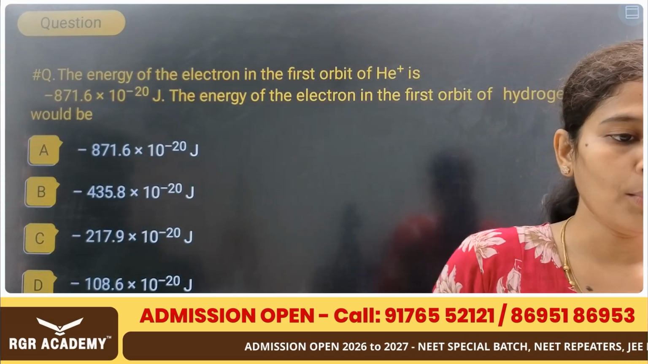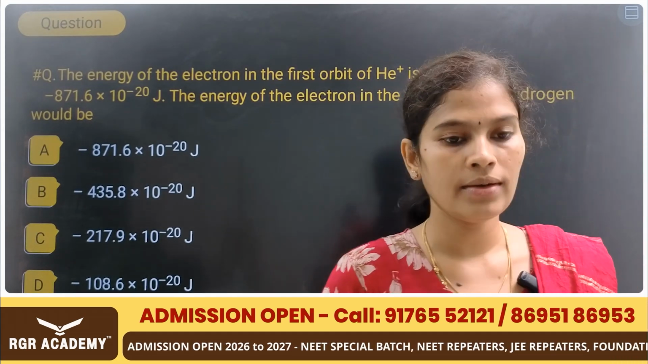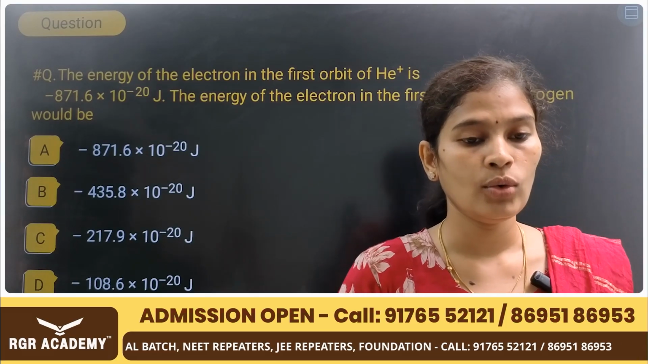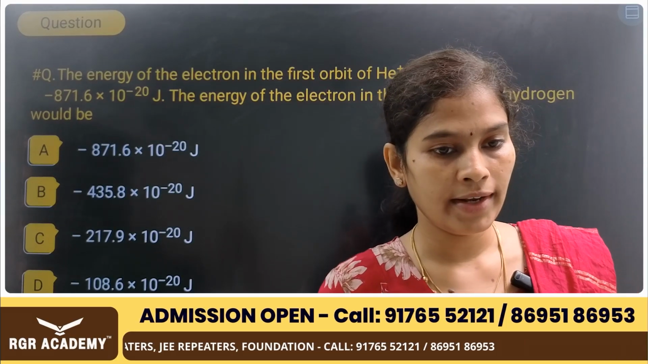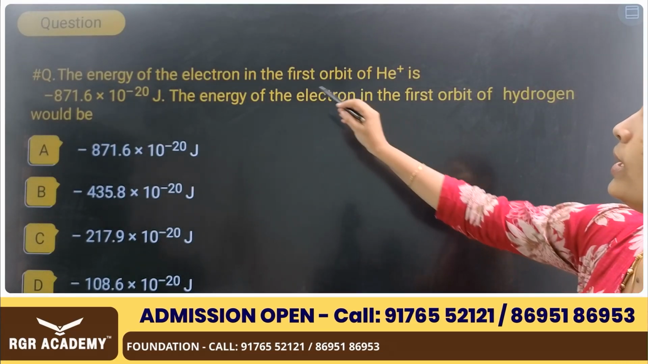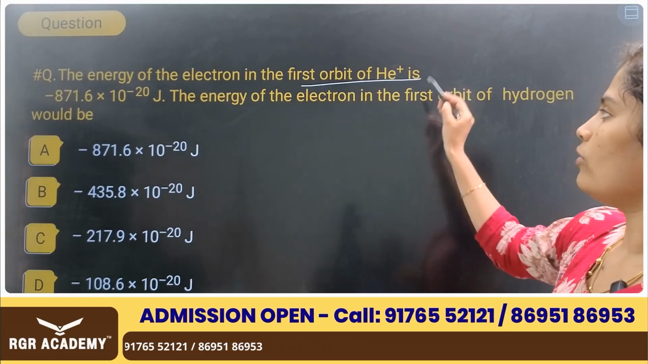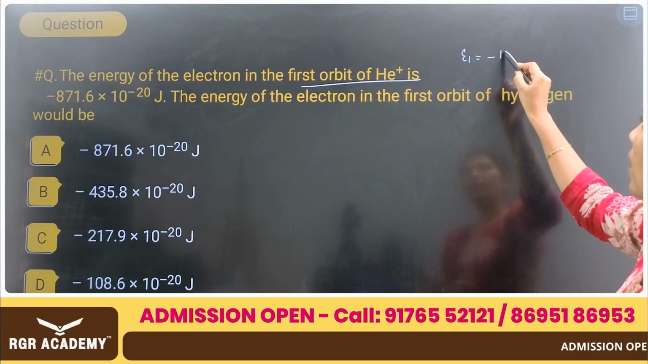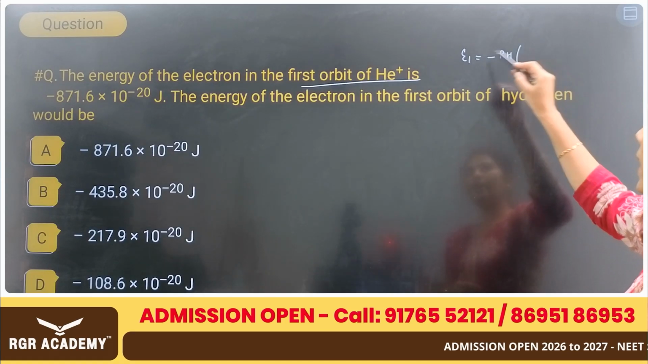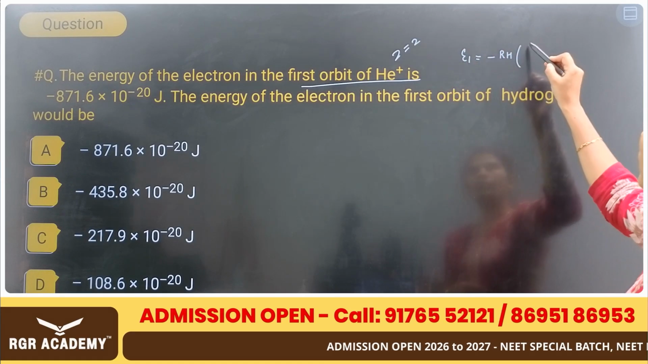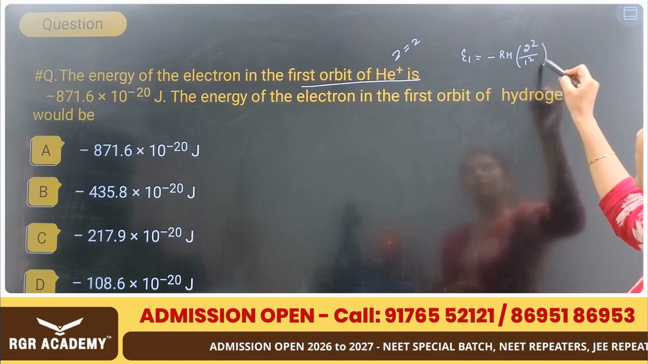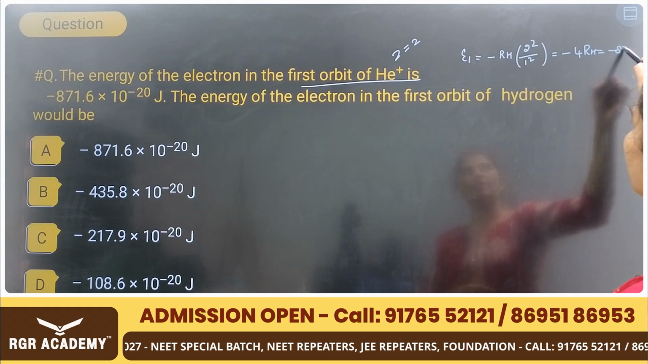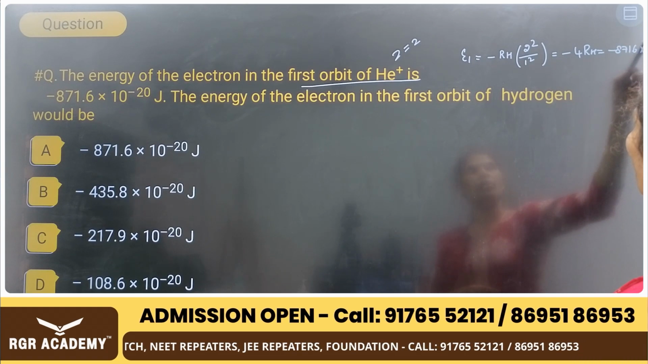Another very important question: mostly we will be given the n value and we need to find out the energy. Here we have to find out the energy of different levels. They have given one value, the energy of electron in first orbit of helium. How to identify it? E1 is minus RH z square. Helium it is 2 square by 1 square. So what we are getting? Minus 4 RH. They have given the value minus 871.6 into 10 to the power of minus 20.